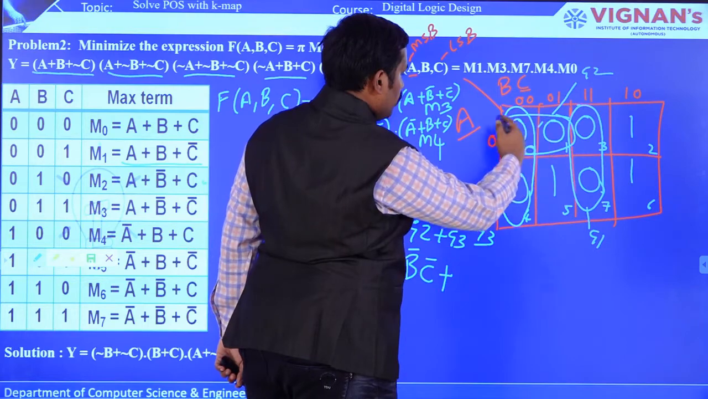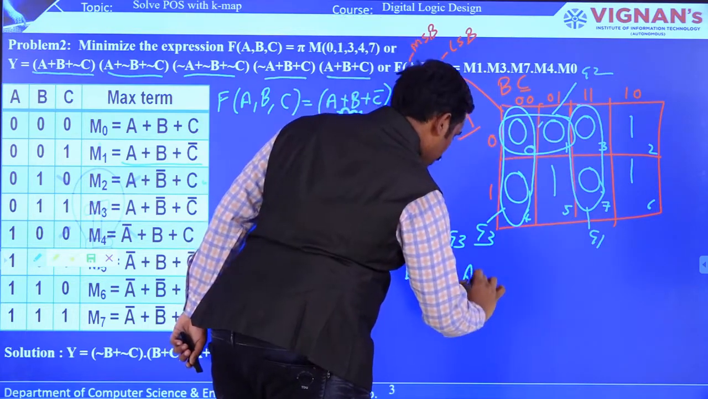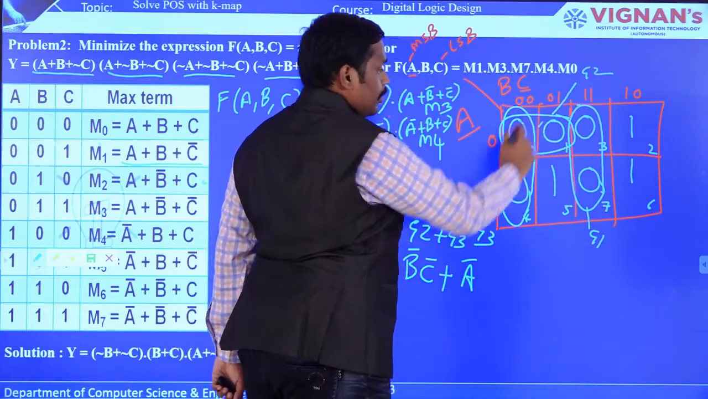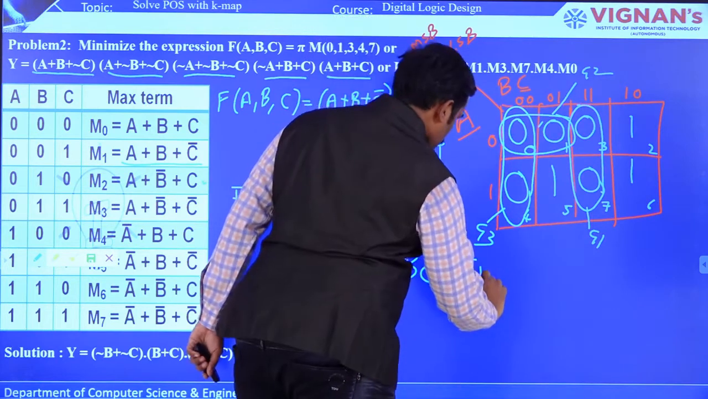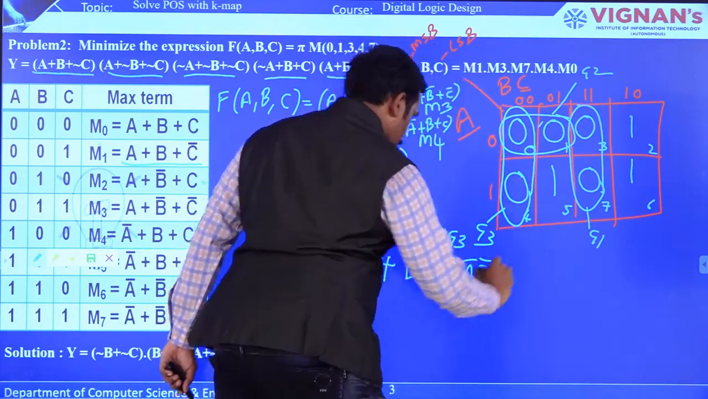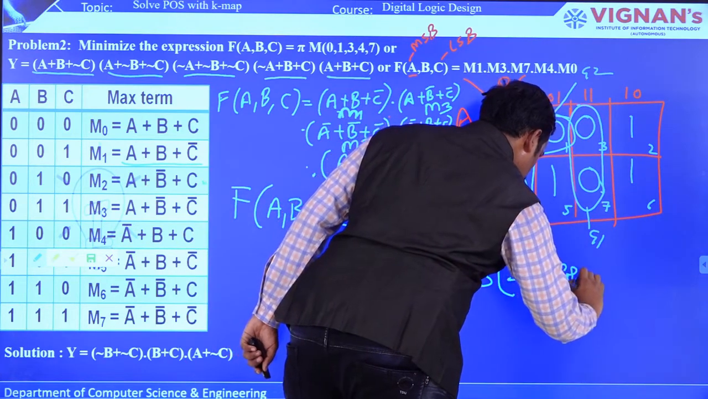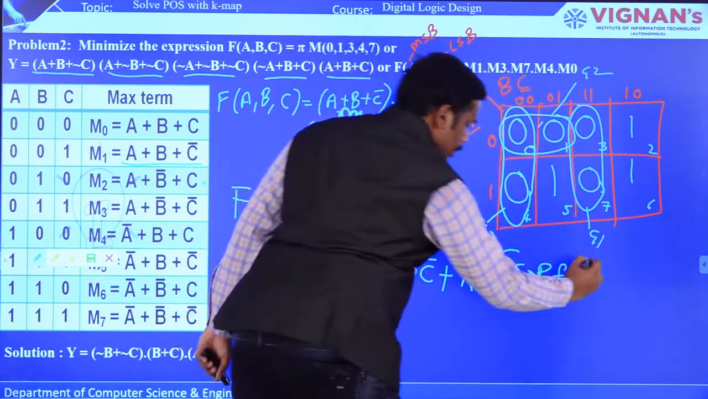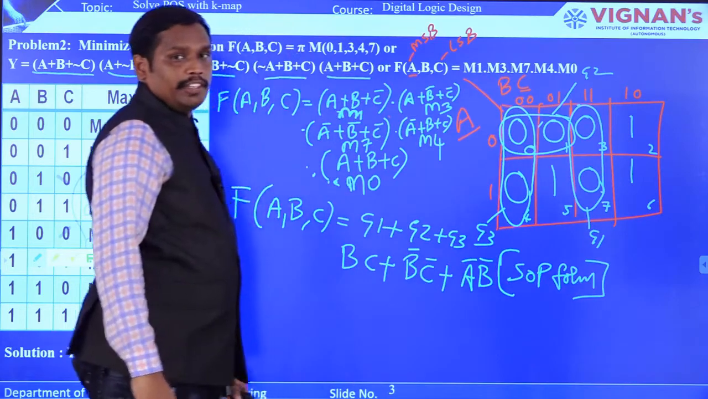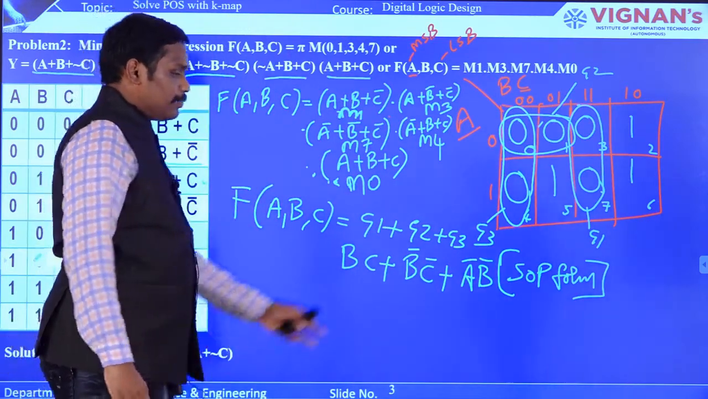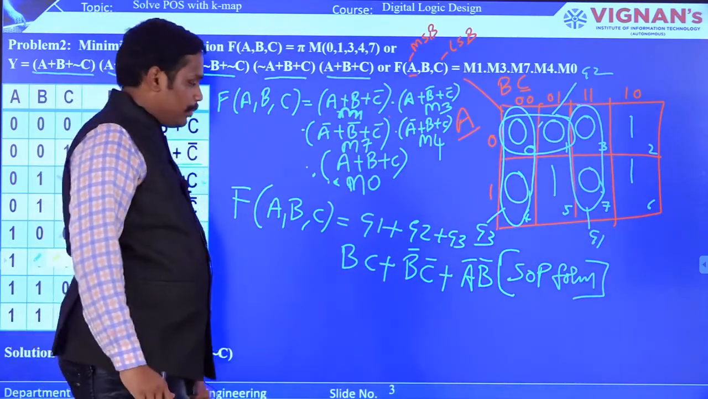Group 3, here A bar is common, and you can see B bar is common, so B bar. This is how you have generated an SOP form. And using De Morgan's theorem, you have to solve this SOP form into POS simplified form, right?